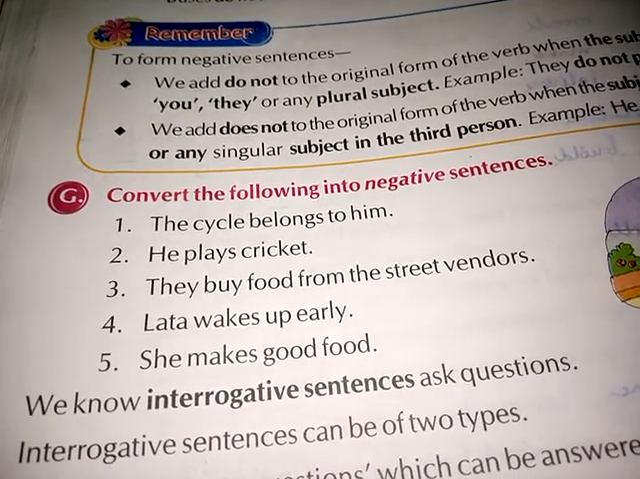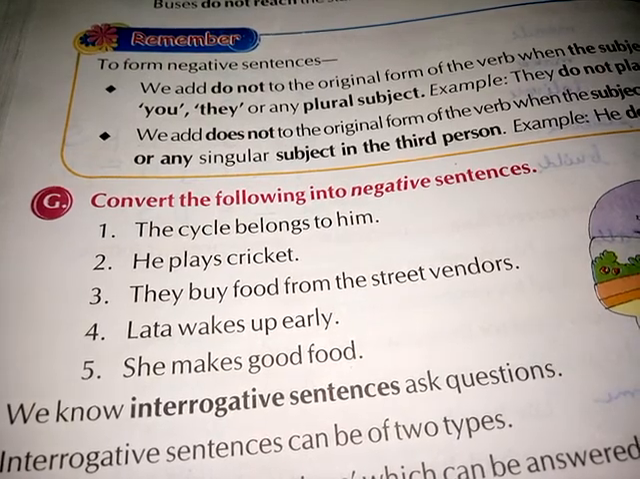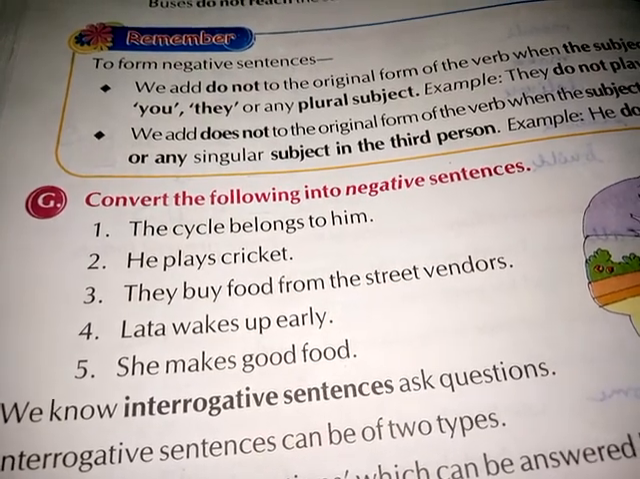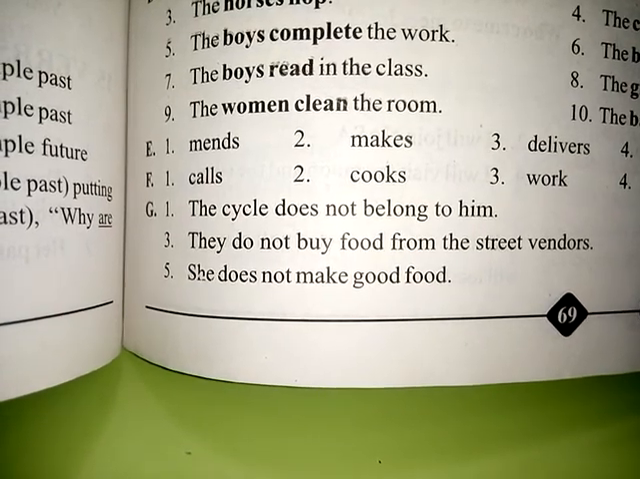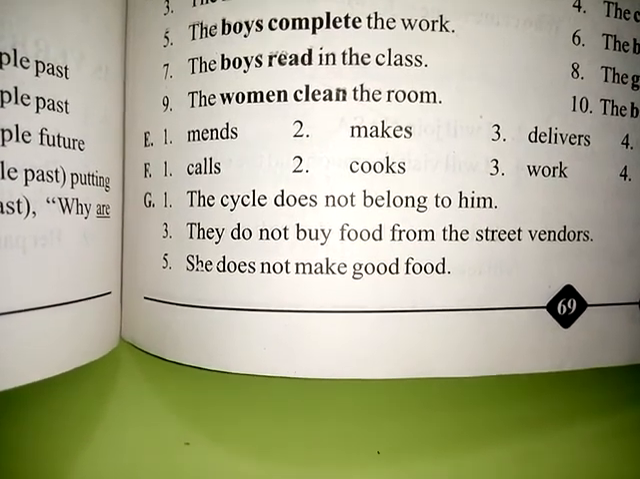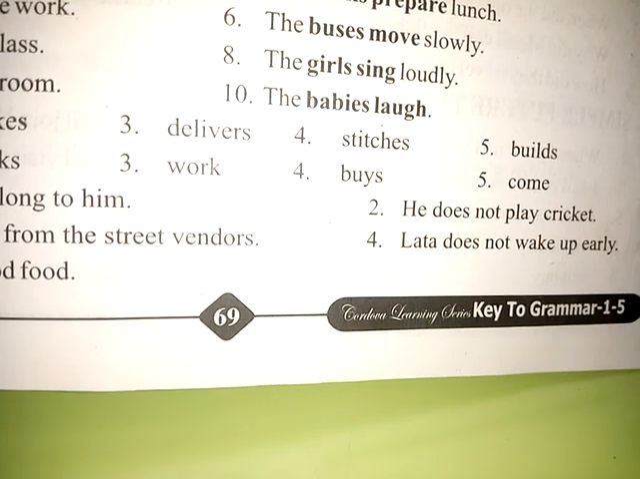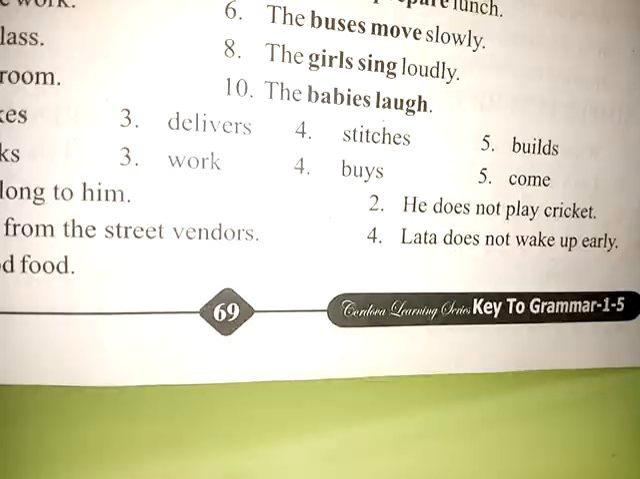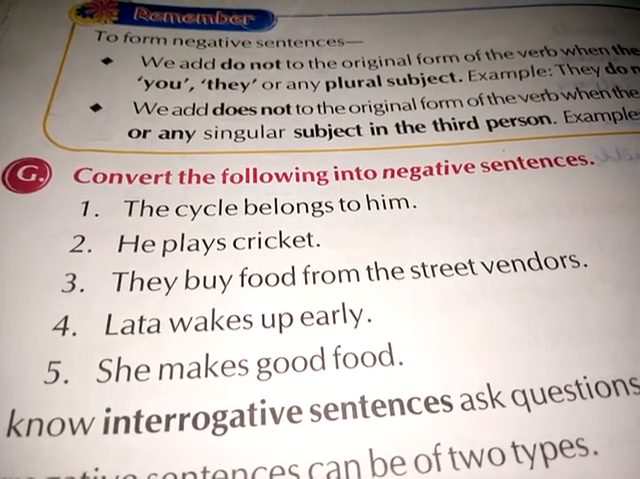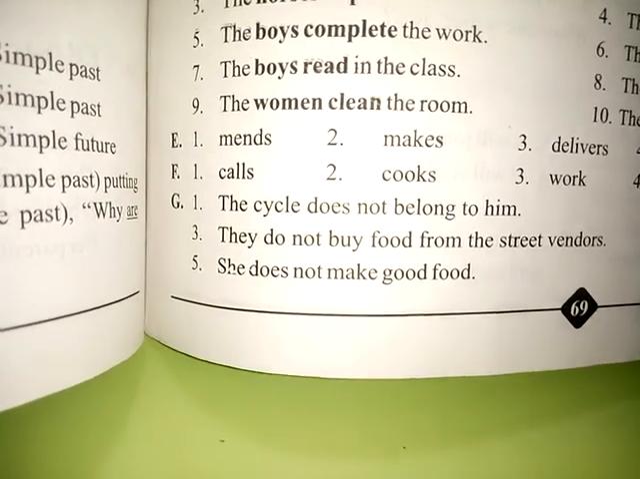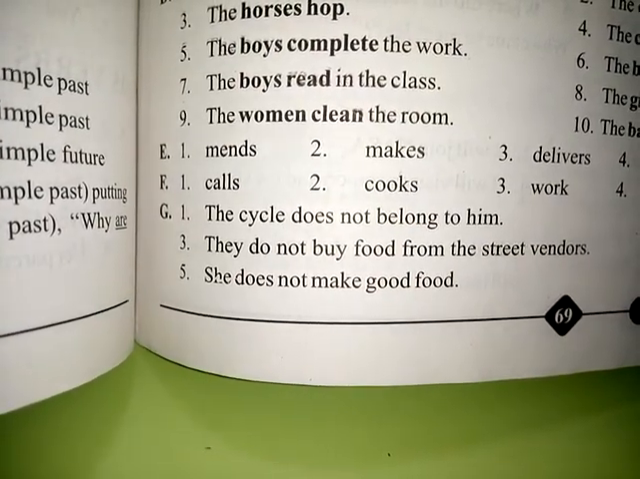Now G number, convert the following sentences into negative sentences. Okay, first number, the cycle belongs to him. The answer of first is, the cycle does not belong to him. Second number, he plays cricket. Second number answer, he does not play cricket. Third number, they buy food from the street vendors. Third number answer, they do not buy food from the street vendors.